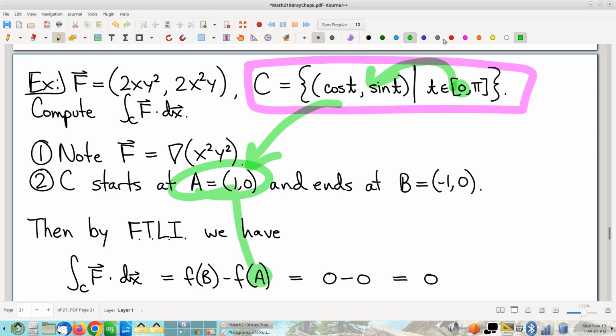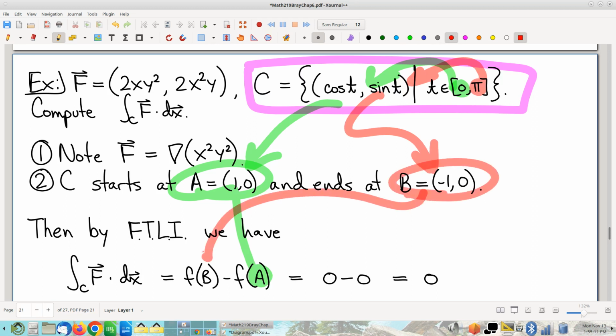Where does this curve end? Well, apparently it ends when t gets to pi. Okay, so again, we're going to plug that in. That gives you this point. This is your B. Everybody happy with that?